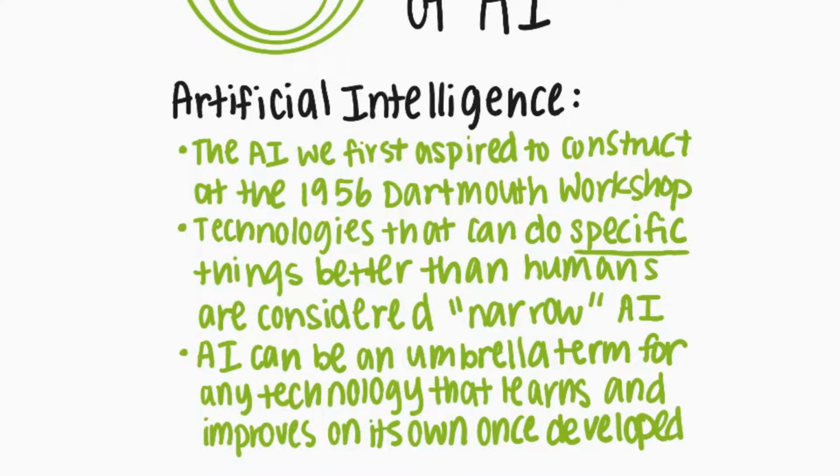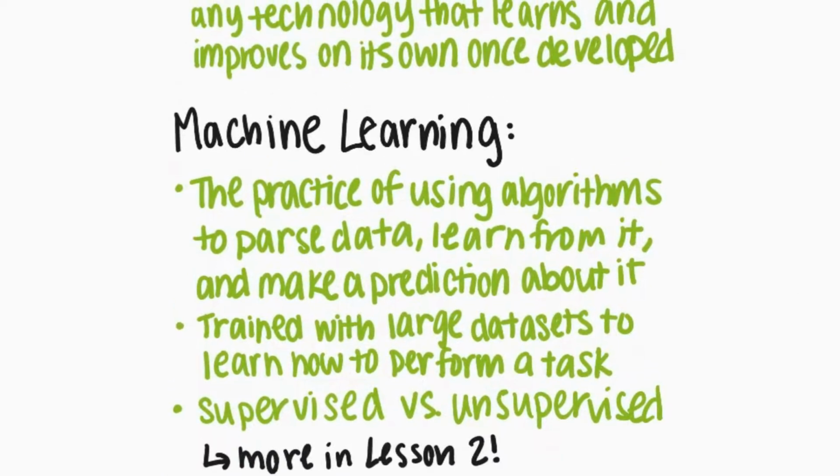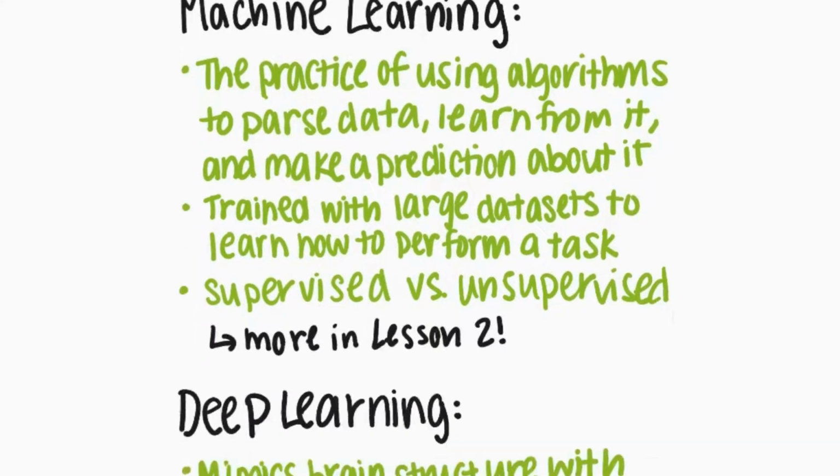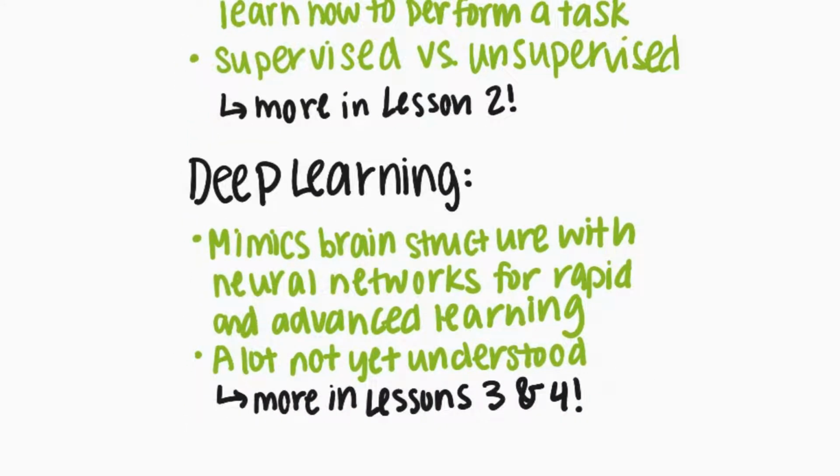Now, a type of AI is considered machine learning, which is the practice of using algorithms to parse data, learn from it, and make a prediction about it. And machine learning models are trained with large data sets to learn how to perform a task. And we also have two subcategories of machine learning, supervised and unsupervised, which we'll learn more about in Lesson 2. And finally, inside of machine learning, we have deep learning.